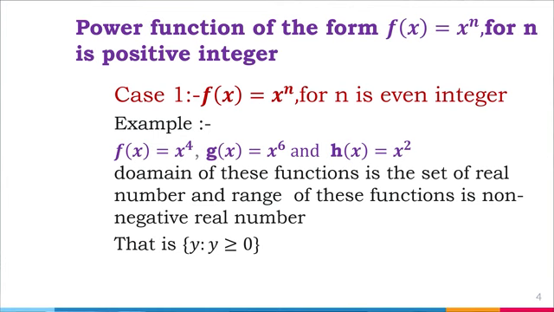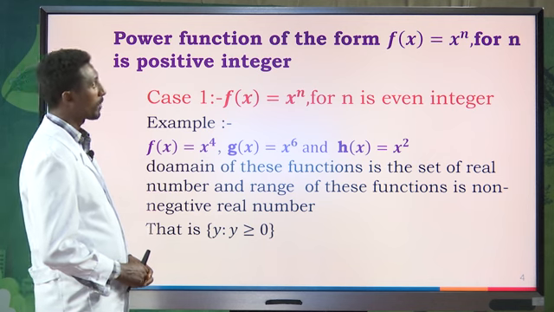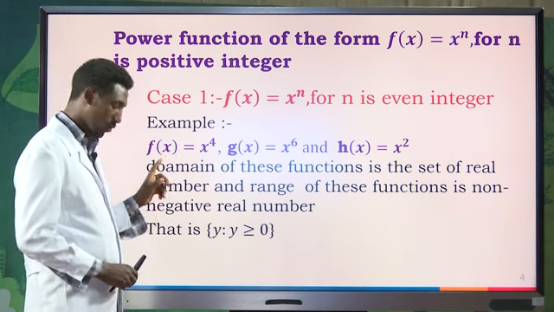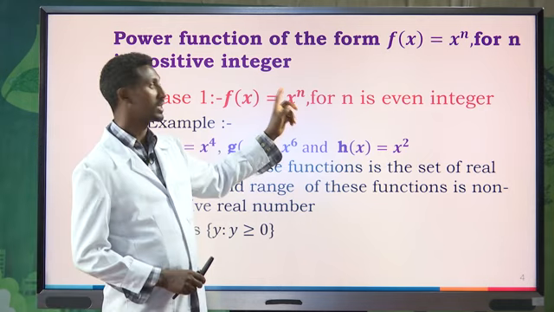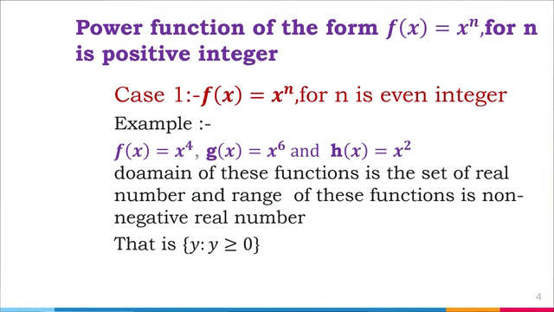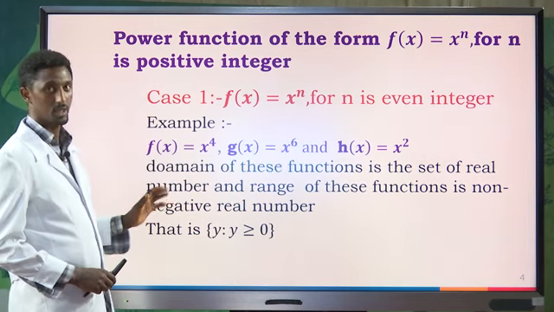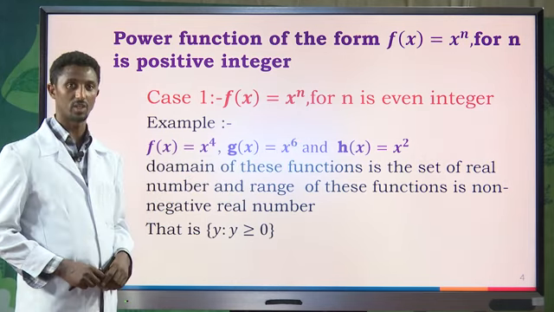Okay, power function of the form f of x equals x to the power of n, for n a positive integer. For this form, we'll look at two different cases. The first is when the exponent n is an even integer, like x to the power of 4, x to the power of 6, x to the power of 2. The coefficient can be any number. Here, the exponent is an even integer.